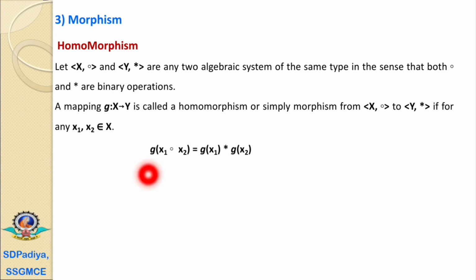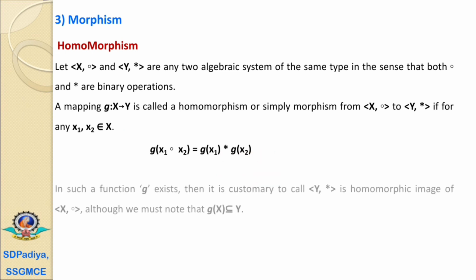the mapping of x1 composition x2 equals the mapping of x1 multiplication the mapping of x2. If it is, then we call these two systems homomorphic systems. If such a function G exists, then it is customary to say that the algebraic system Y is the homomorphic image of the algebraic system X. Although we must note that the mapping of X is a subset of Y.